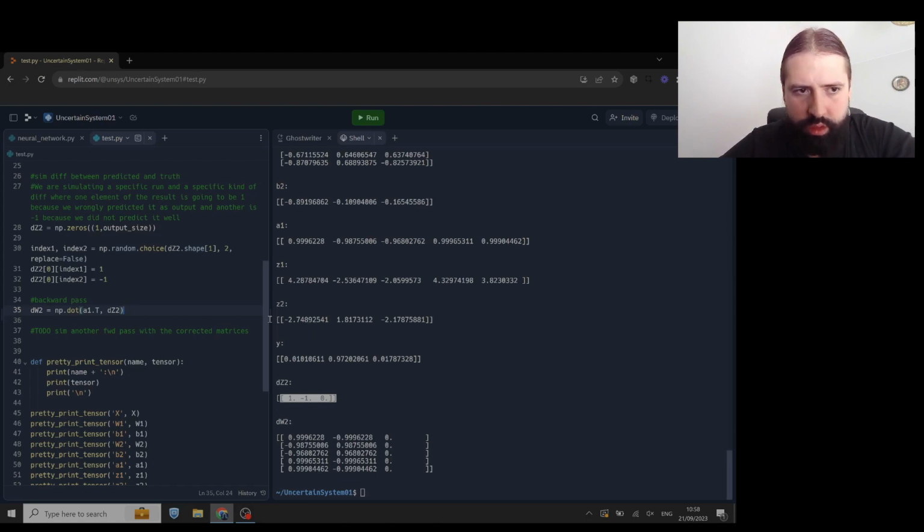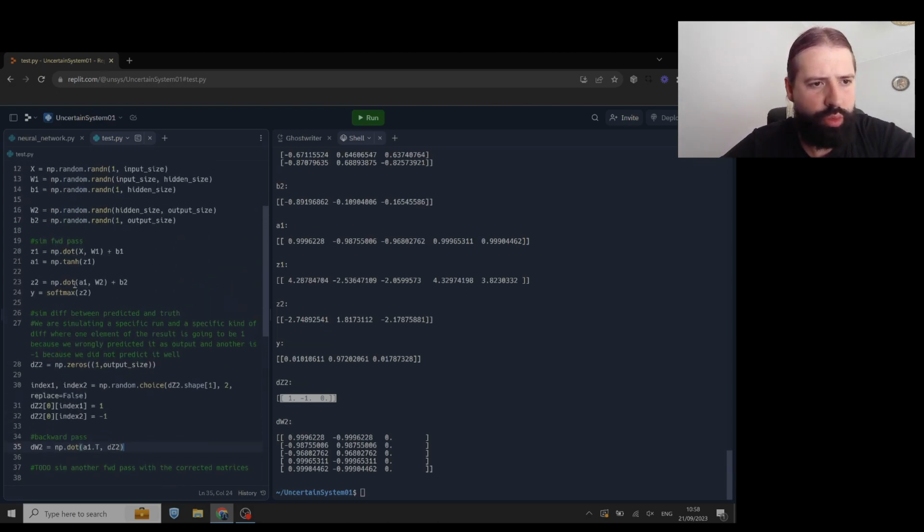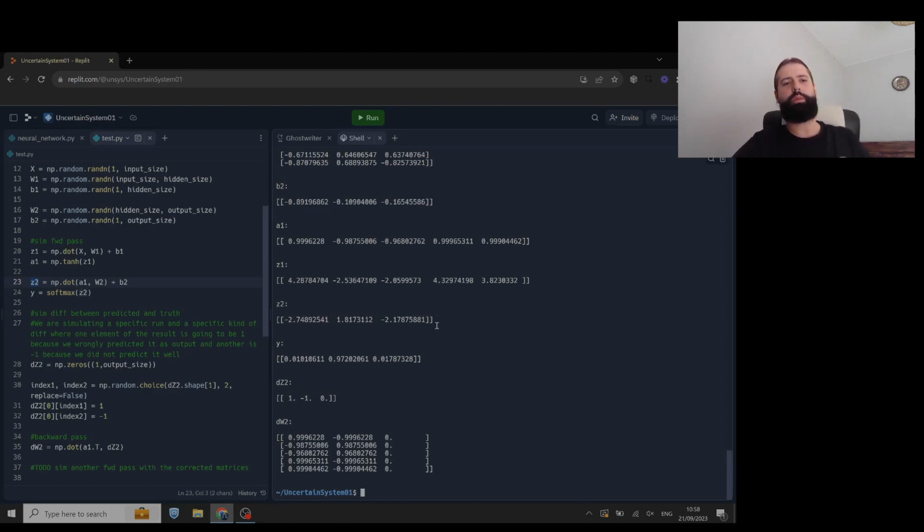Because W2 then leads to... W2 is hidden size by output size. And when you multiply it by A1, that is what turns it into Z2; it's what has this shape. So maybe that is why we're involving A1.